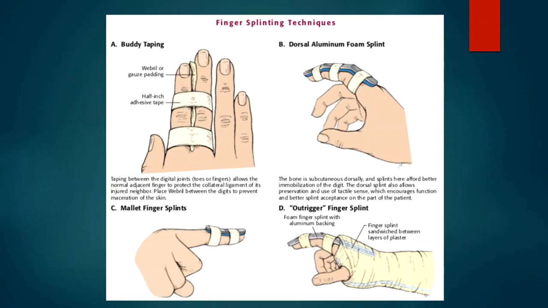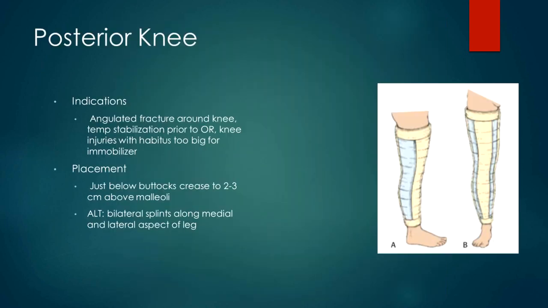Finger splinting, so you got buddy taping with a gauze padding there. If you have concern for a mallet finger, you want to extend it or splint it in extension. And then the dorsal splint also allows for any finger fractures that you need to splint, and then the outrigger finger splint there if needed.